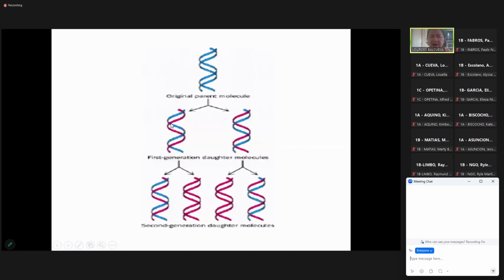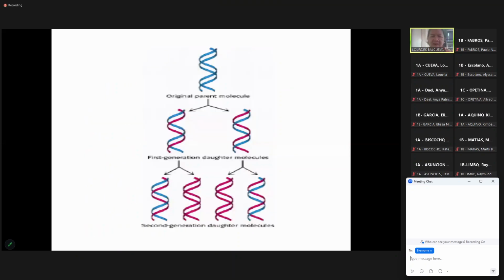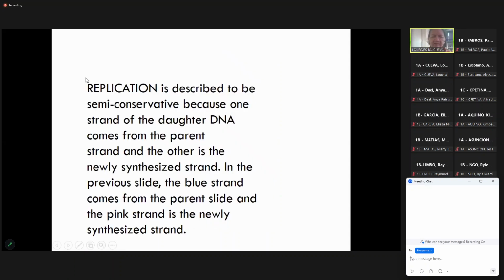So how would you describe this kind of replication? How would you describe that? Semi-conservative. Yes, semi-conservative, because one strand of the daughter DNA comes from the parent strand and the other is the newly synthesized strand. Okay?